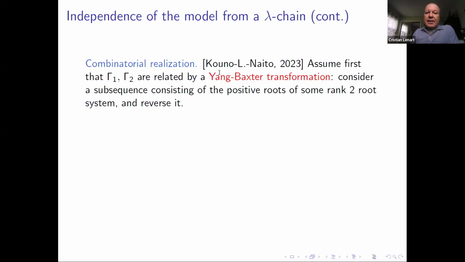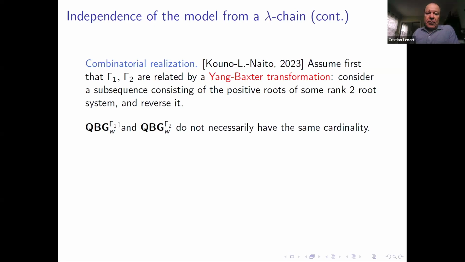So the combinatorial realization was done in a paper with Kouno, student of Naito. So first, we assume that gamma 1 and gamma 2 are pretty close. So they are related by an elementary transformation known as a Yang-Baxter transformation. This just takes some subsequence of consecutive positive roots in some lambda chain, which form the roots of a rank 2 root system, and we simply reverse this. So it basically corresponds to applying a Coxeter move on a reduced factorization of the translation element by the corresponding weight.